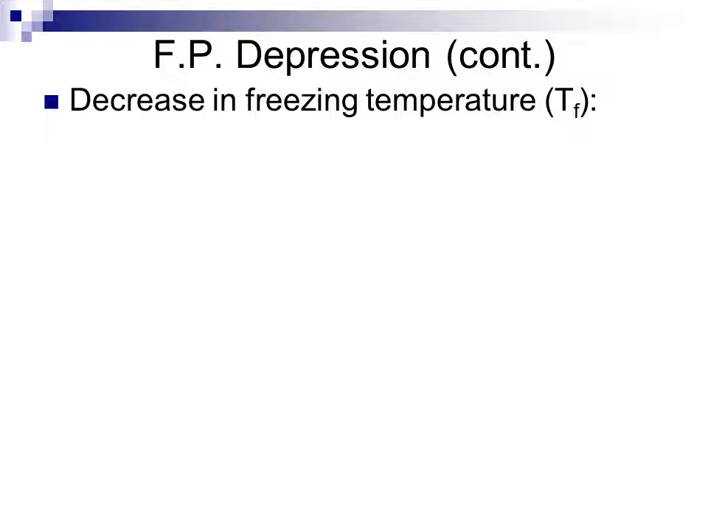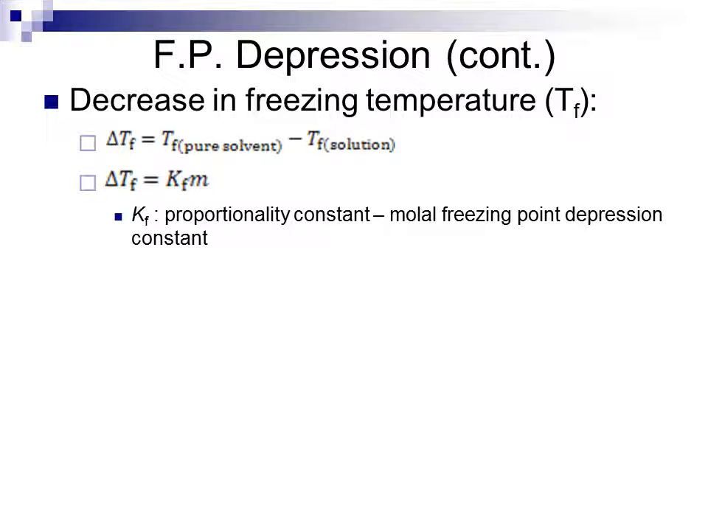The decrease in a freezing point temperature is generally abbreviated ΔT_F. So the change in freezing point will be equal to the freezing point of the pure solvent minus the freezing point of the solution. We can mathematically express this as the change in freezing point being equal to a constant times the molal concentration of solute. The K_f is a proportionality constant which is analogous to the K_b for boiling point elevation and is called the molal freezing point depression constant.